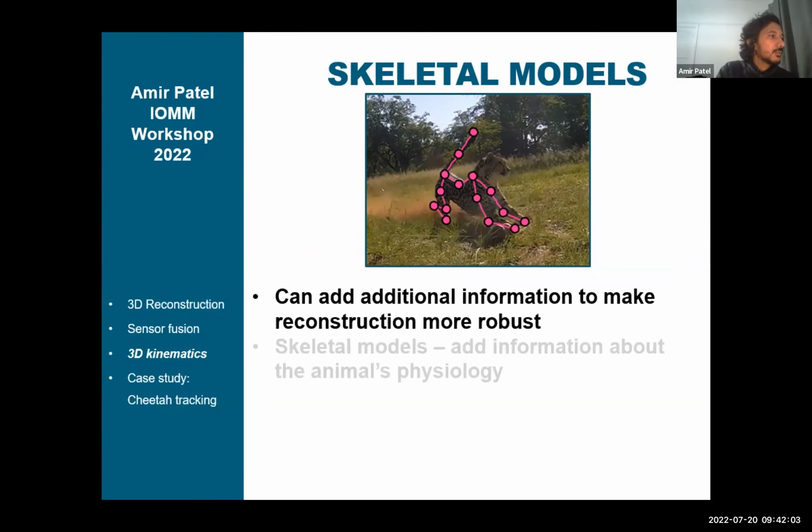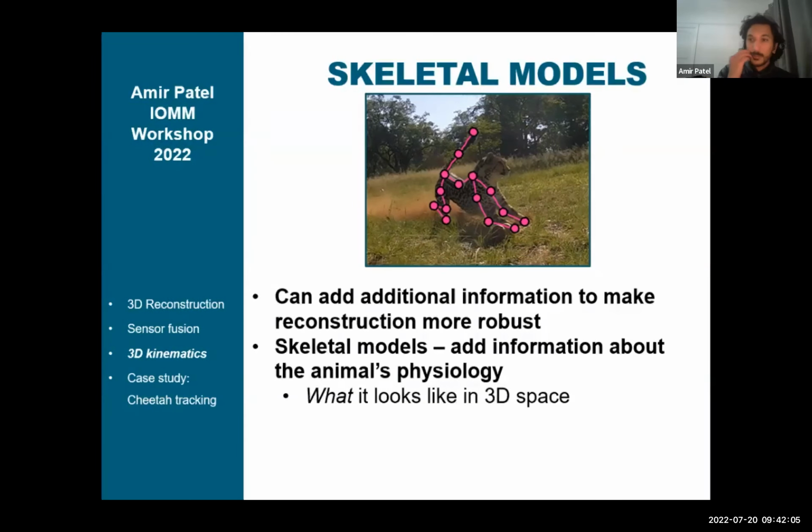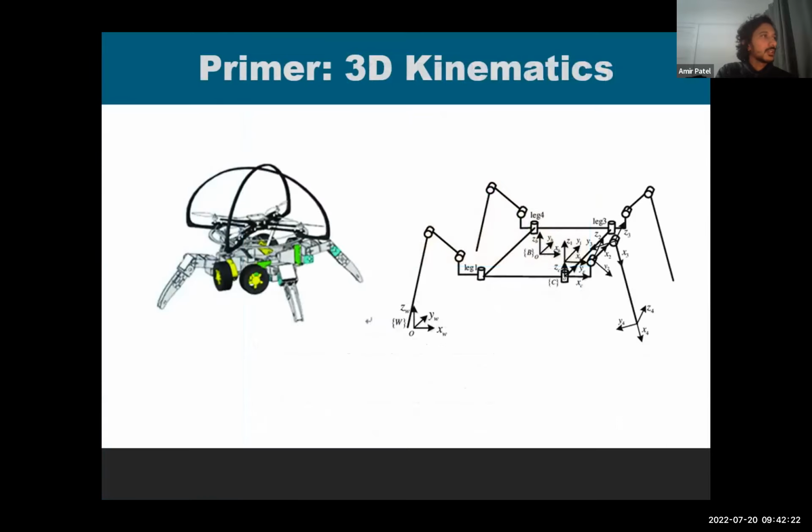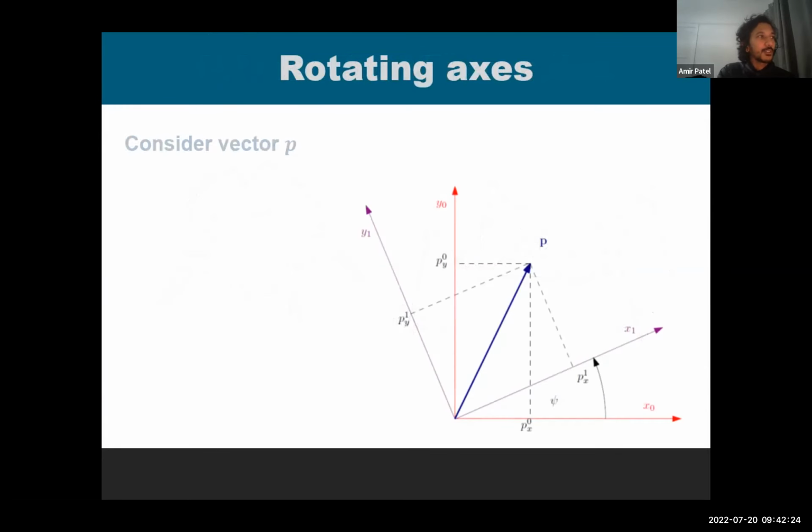Okay, so skeletal models are what we need when we're trying to do 3D reconstruction, and skeletal models add information about the animal's physiology, so what it looks like. And then we also can add temporal models, right? So how it changes with time. One example of a temporal model is the constant acceleration I showed you. Okay, I'm going to try and go through this very quickly.